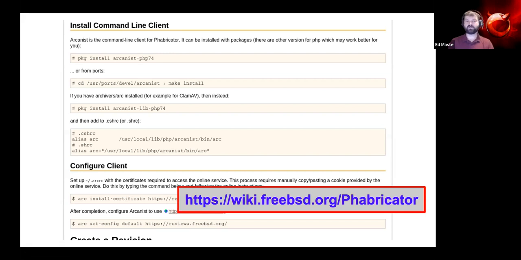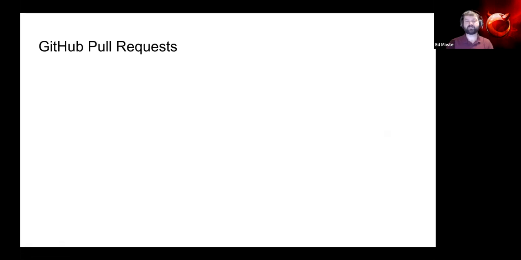you can easily create new reviews directly from the command line. But for your first change, or if you have only a few small changes, one or two changes that are fairly straightforward, the web interface is quite easy to use. So that's what I wanted to say about Fabricator. And then we'll talk a little bit about GitHub pull requests as well.